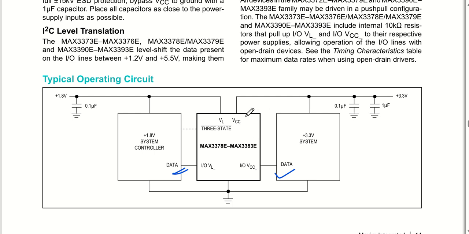Now, to make sure that your VCC is properly protected and ESD is working fine, what you can do is additionally give a 1 microfarad capacitor to the power supply pin. Okay, so this is what it is.